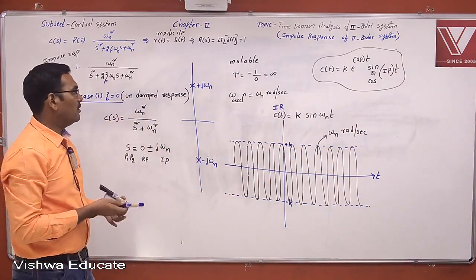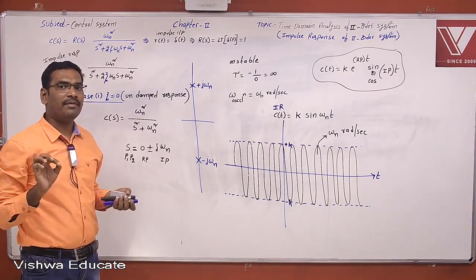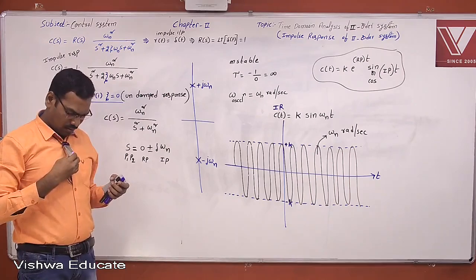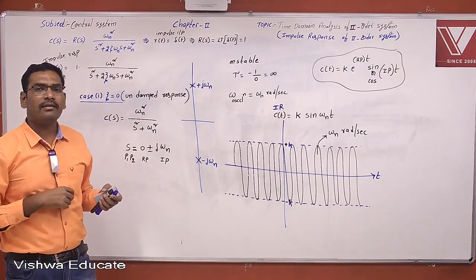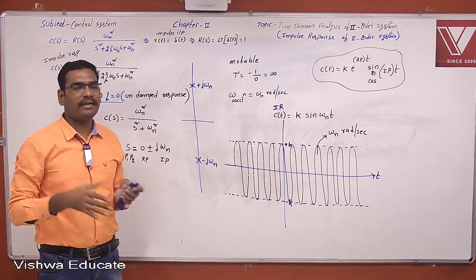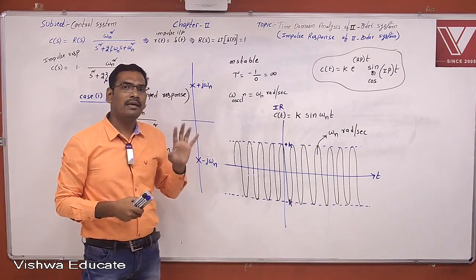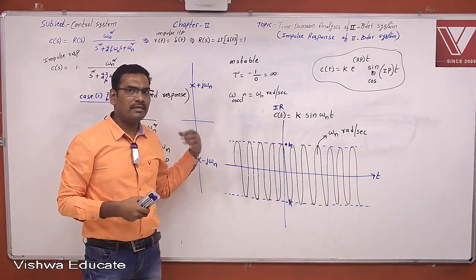Okay, students. Now this is the impulse response of the second order system when damping factor delta equal to 0. This is not preferred practically because the system is marginally stable. We always prefer a stable system. Don't write that a marginally stable system is not preferred.